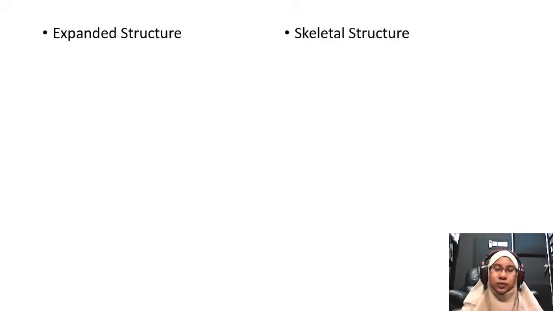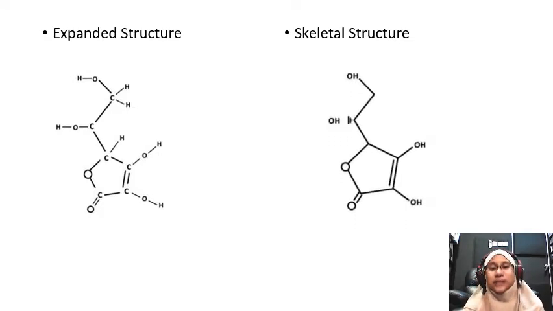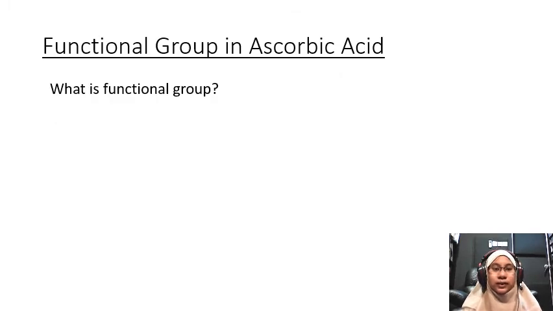Okay, moving on, we're going to look at expanded structure and skeletal structure of ascorbic acid. As you can see, this is the expanded structure of ascorbic acid and this is the skeletal structure of ascorbic acid. Moving on, we're going to look into the functional group in ascorbic acid.